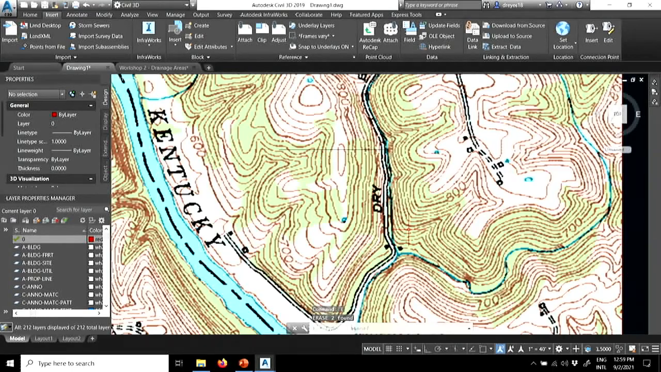That I would like to find the watershed for this point right here. I'm going to draw a little point here. Do a little hatch. There we go. I want to draw a watershed for this point right here. In other words, I want to know how much water actually passes through that point.